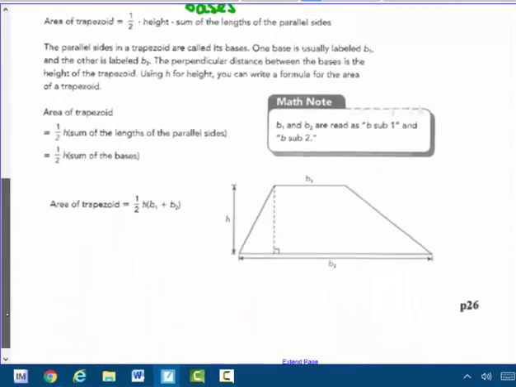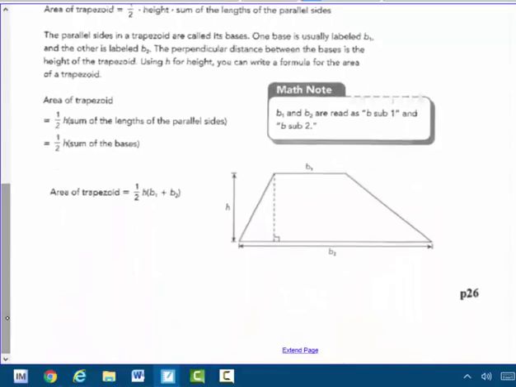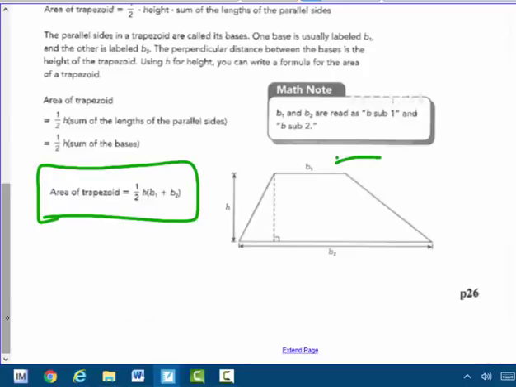So the formula for the trapezoid is half the height times the sum of the bases. And B1 is read B sub 1 and B sub 2. I just say base 1 and base 2. So the area of a trapezoid is 1/2 the height times the sum of the bases. And remember, the bases are always the parallel sides. Always the parallel sides.